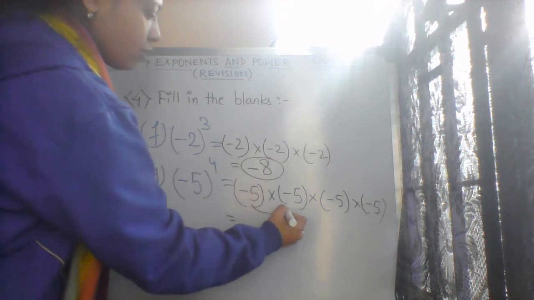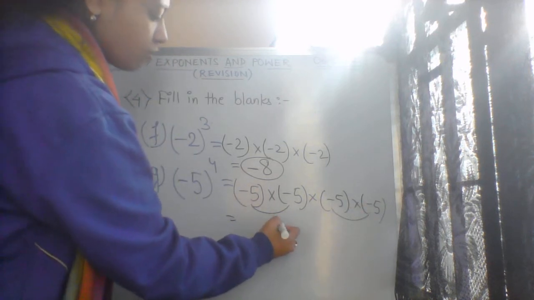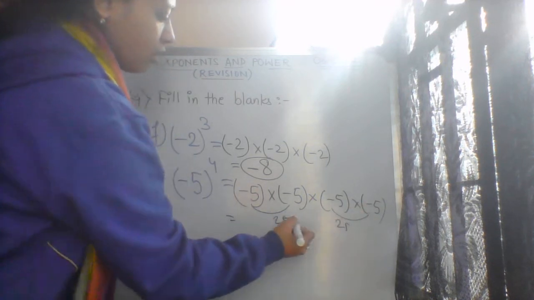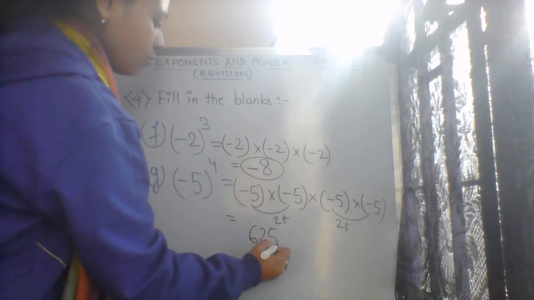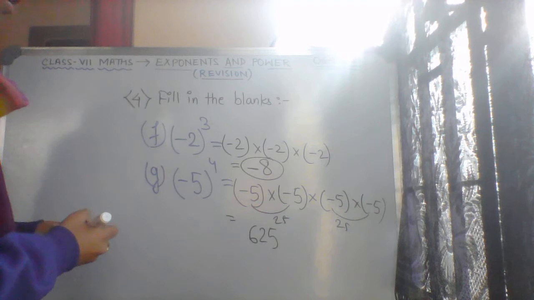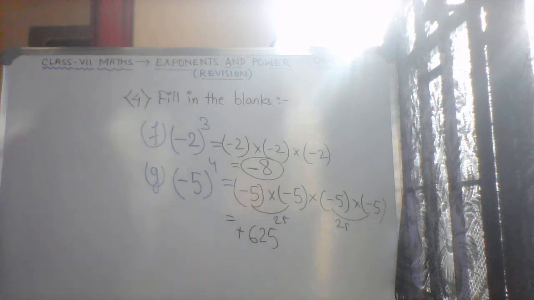What is the value of 5 to the power 4? 5 into 5, 25. Again 5 into 5, 25. Now 25 into 25, how much will you get? It will be 625. So the answer will come plus 625.